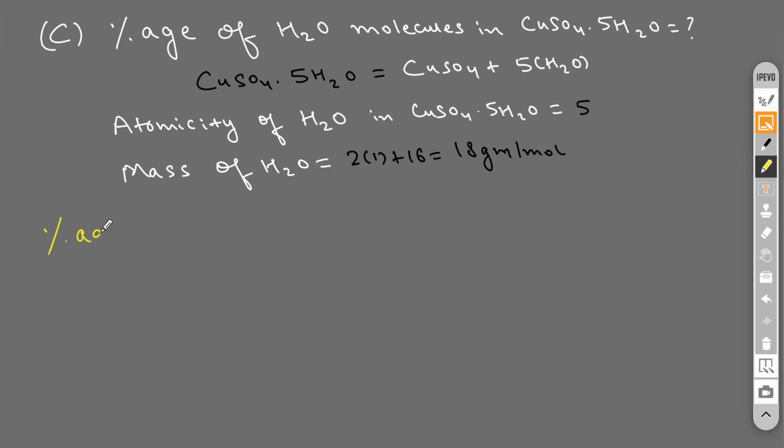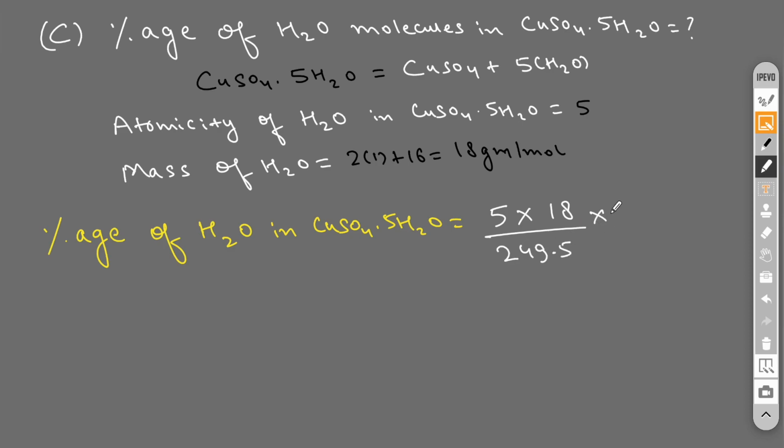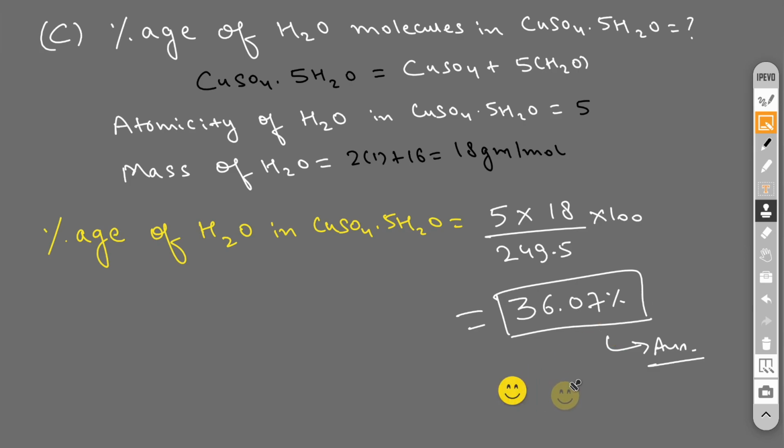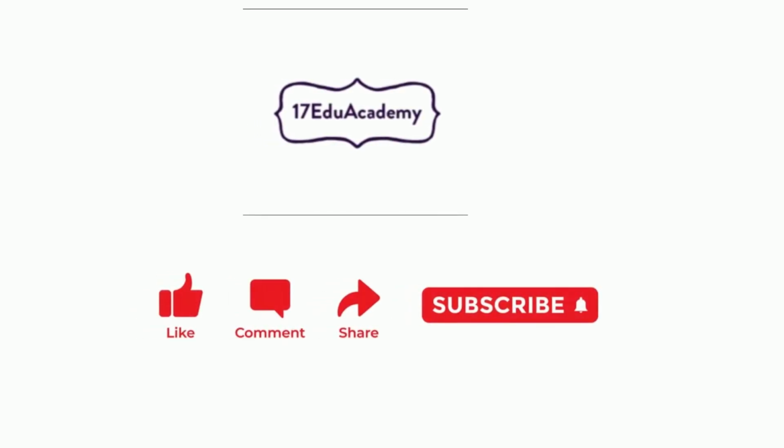And now simply write the formula. Percentage of H2O in CuSO4.5H2O will be equal to atomicity, which is 5, multiplied by mass of water, which is 18 gram per mole, divided by molecular mass of compound 249.5 gram per mole, multiplied by 100. On solving, it will come out to be 36.07%. Hope you understand this.